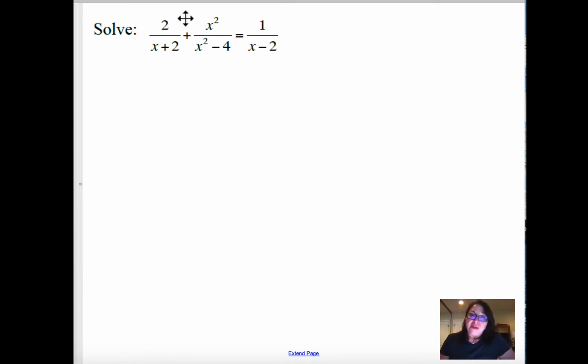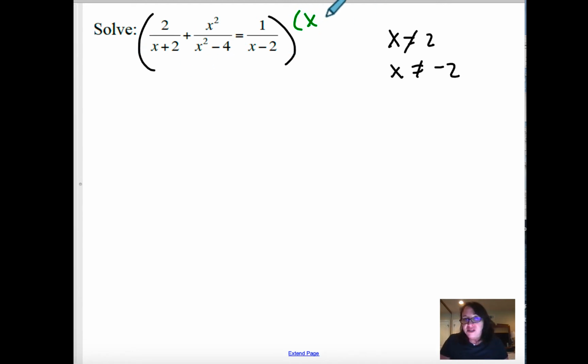For this problem here, I do notice that I have some values that x cannot equal: x cannot equal 2 and x cannot equal -2. So those are my restrictions. So in trying to solve this, I am going to multiply everything by a common denominator, which is a combination of x plus 2 and x minus 2. So that when I take this value and I multiply by 2, the x plus 2's cancel, and I'm left with 2 times x minus 2.